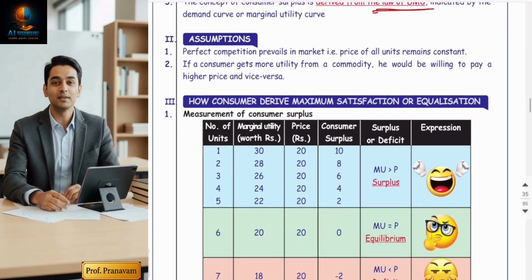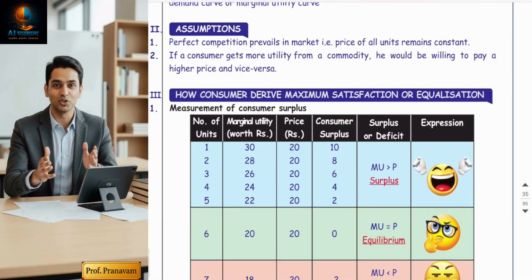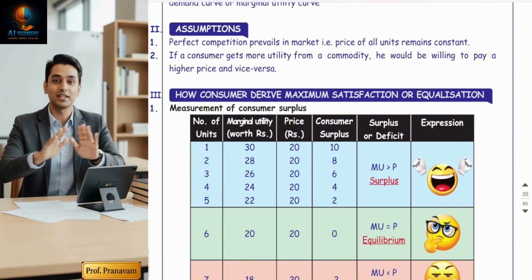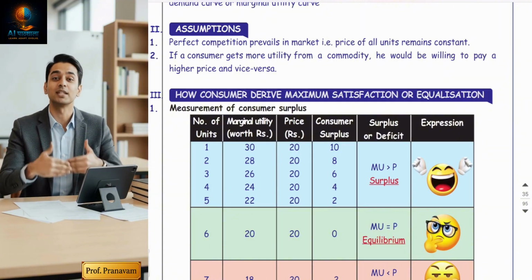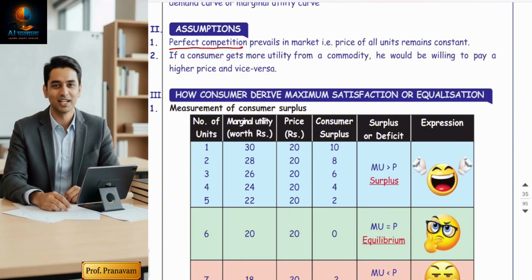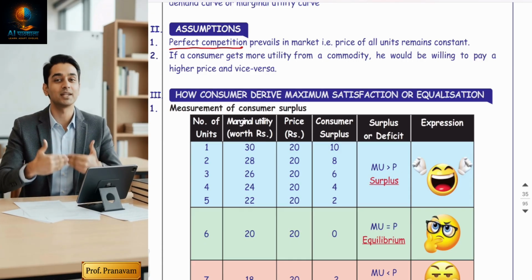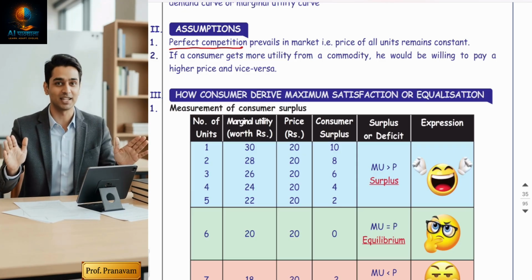Let's get into the table first. Now, assumptions. Before getting into the consumer surplus theory, how Alfred Marshall has explained it, two big assumptions are there. First, in a market there is perfect competition. No monopoly, no monopolistic competition. We are assuming perfect competition prevails in the market.